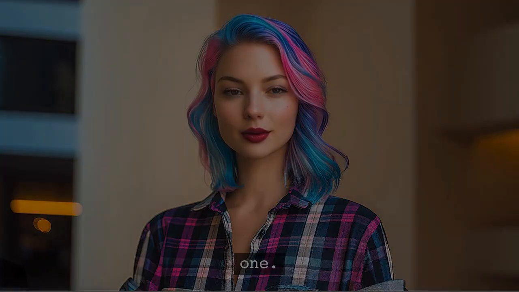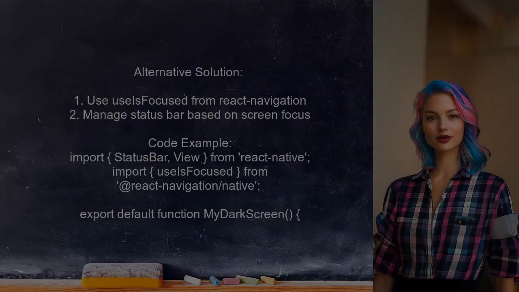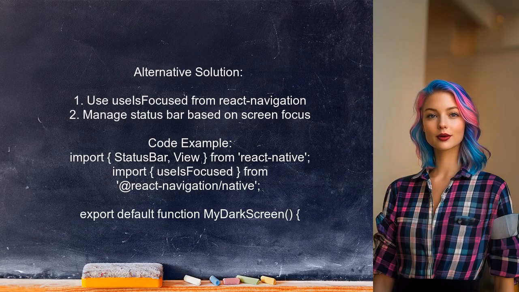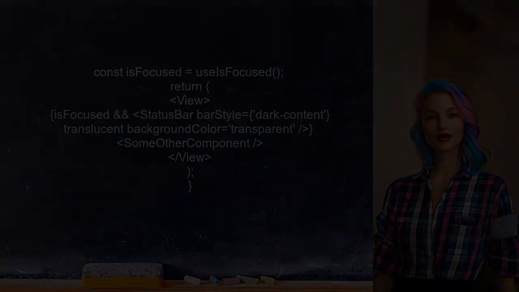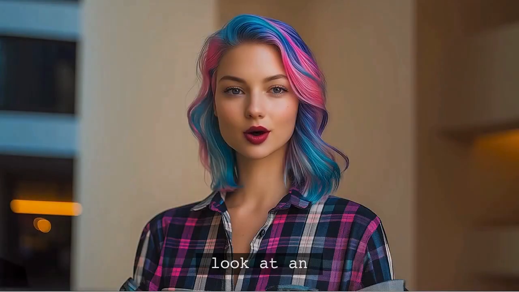Let's explore another one. An alternative approach to changing the status bar color is to use the useIsFocused hook from React Navigation. This allows you to manage the status bar based on whether a specific screen is focused. For example, you can set a dark-themed status bar for a single screen. Let's take a look at an answer from another user.